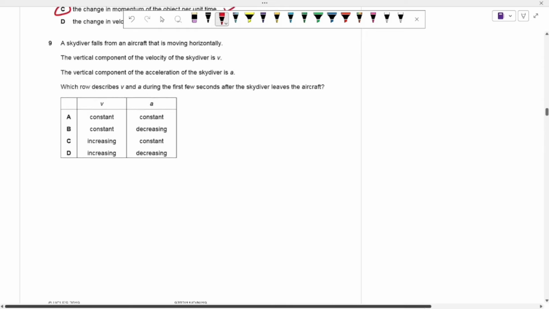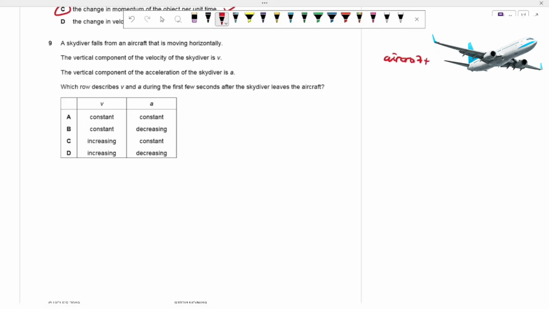Question 9. A skydiver falls from an aircraft. We're given an aircraft, so I have an aircraft that is here. Okay, so this is my aircraft, right? And then a skydiver is going to fall. I don't know where he is falling from or where he is falling to. We don't know. As physicists, we've been asked to describe their velocity and their acceleration and how it changes.